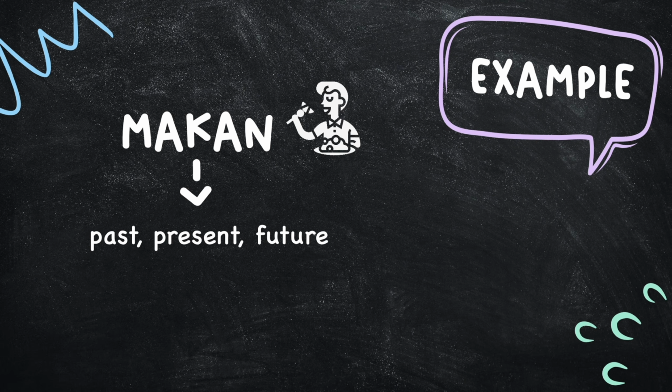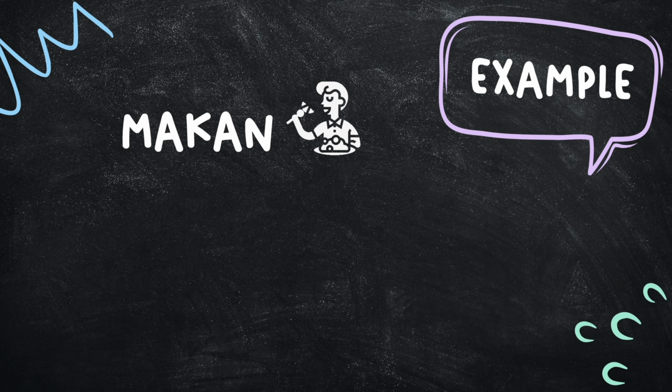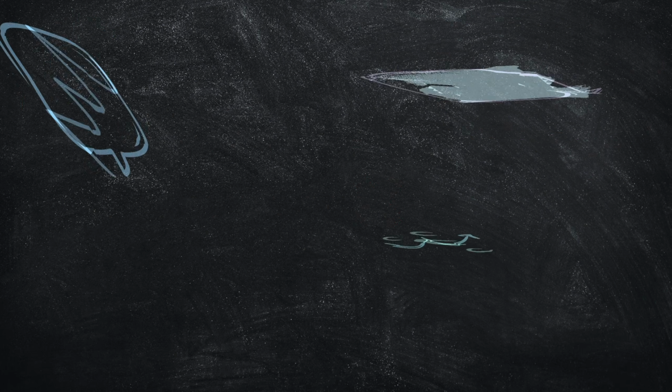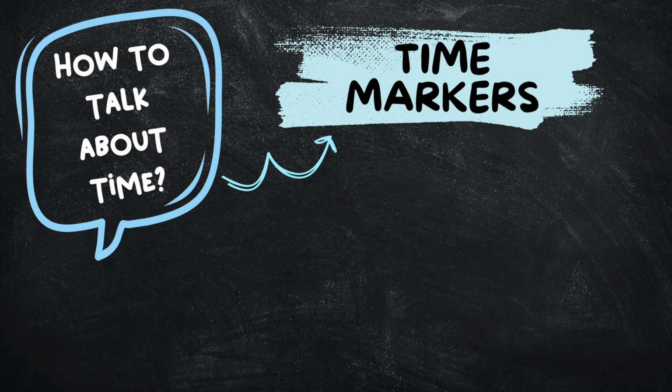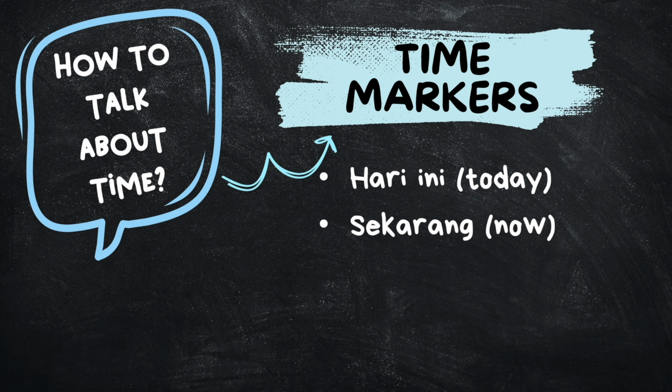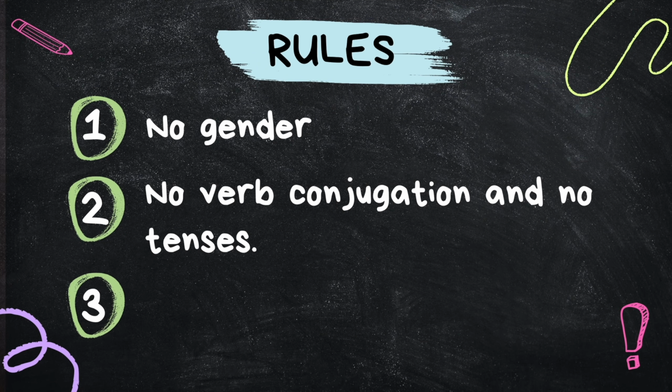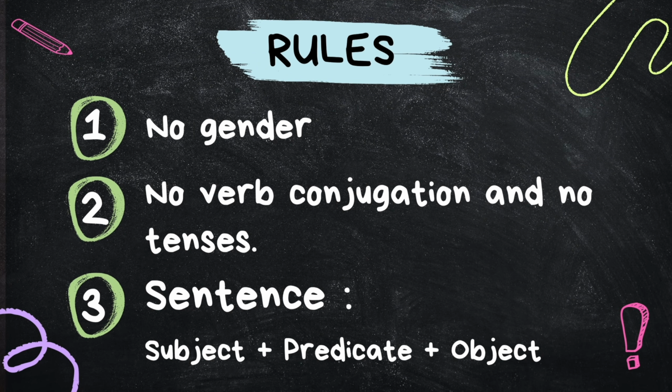Because of this, Indonesian also doesn't use to be verb like is, are, or am the way English does. So, how do we talk about time? Indonesian uses time markers, also called time expressions, such as hari ini, sekarang, besok, and many more. Third, Indonesian sentence structure usually follows subject, predicate, object, which is similar to English.